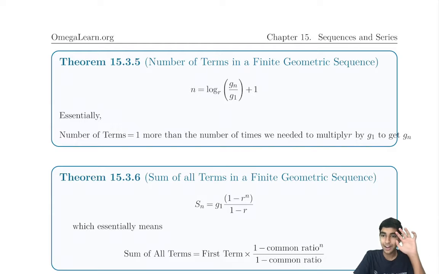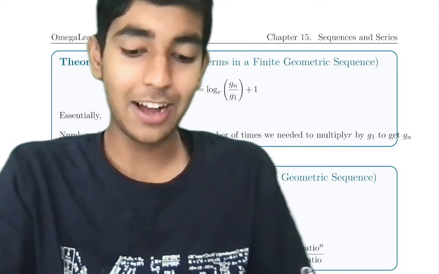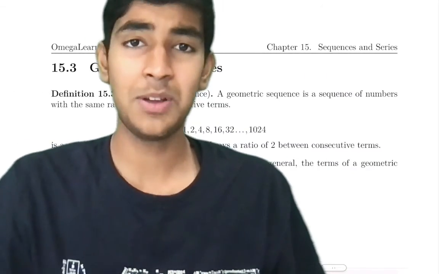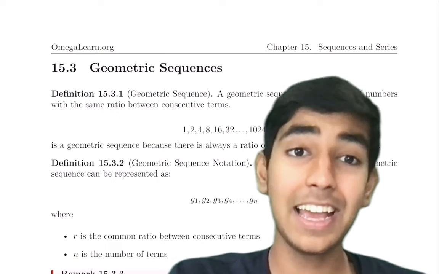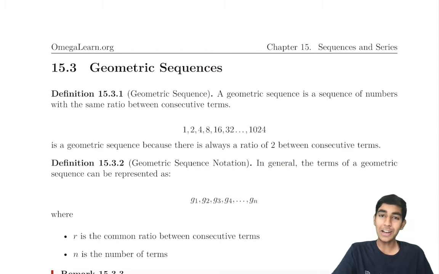Bigger and bigger and bigger and bigger. Wouldn't it be great if our height grew exponentially? I mean, we'd be the height of the Eiffel Tower in no time. In that case, our height would be following a geometric sequence. Let's explore geometric sequences in this video.